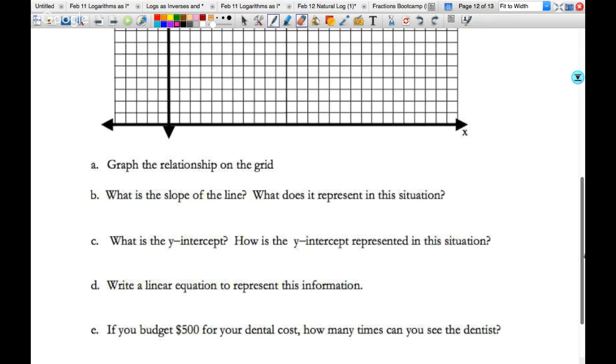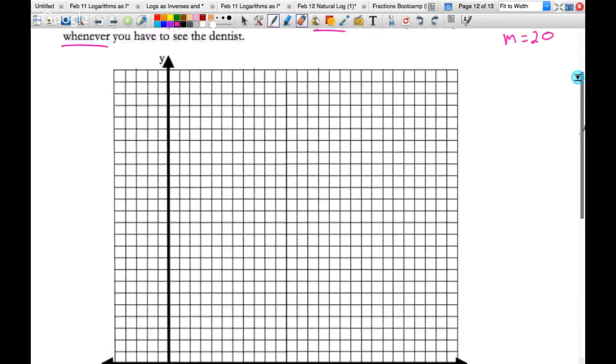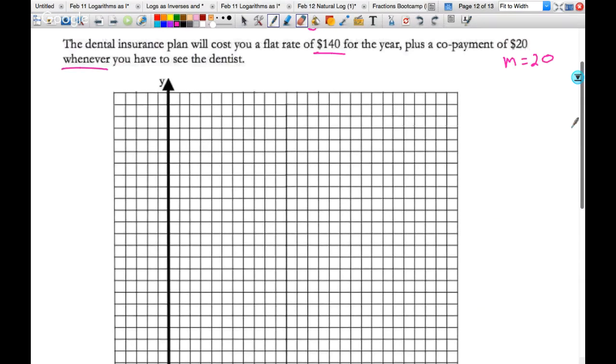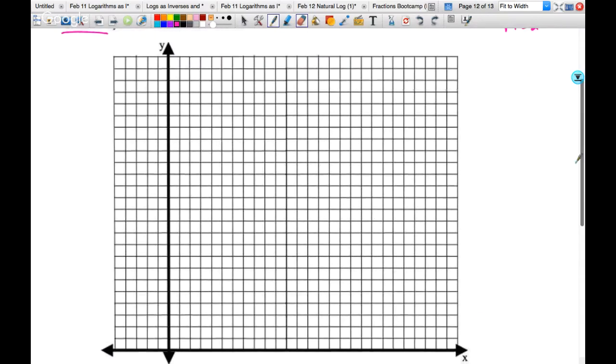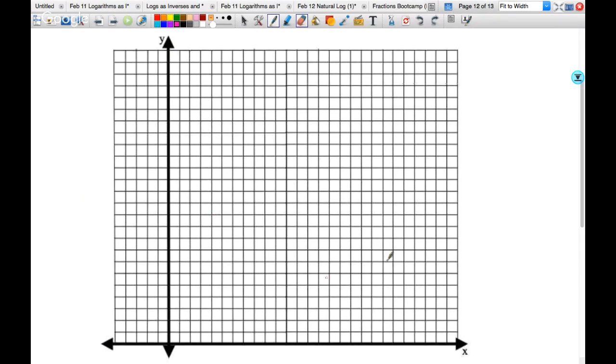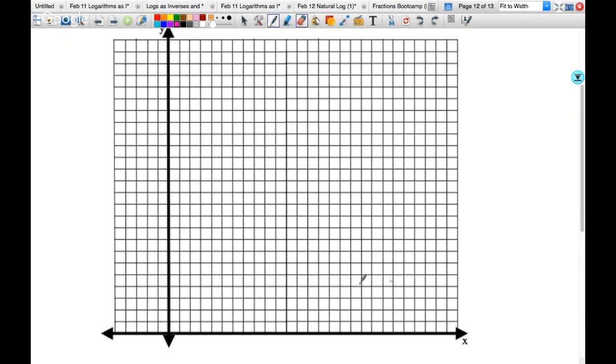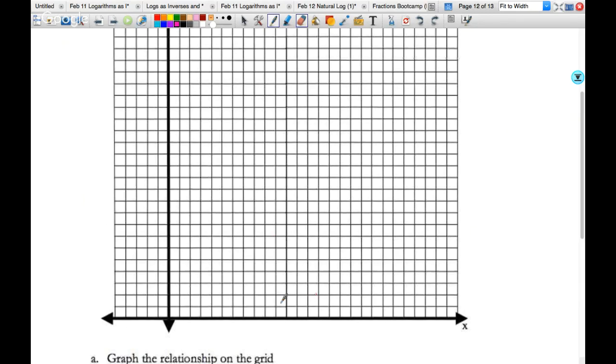And it's going to have us do that down there. I think first it just wants us to graph this information. So we got to pick a reasonable scale. Also, we have to figure out what is depending on what. So our independent variable, the thing that we get to control, is how often we go to the dentist. So this is the number of times visiting the dentist.